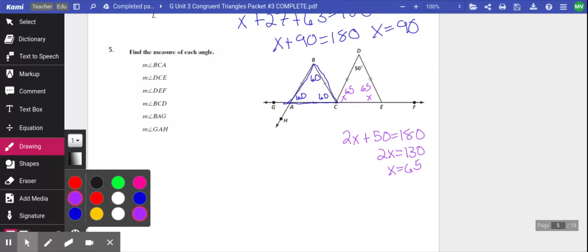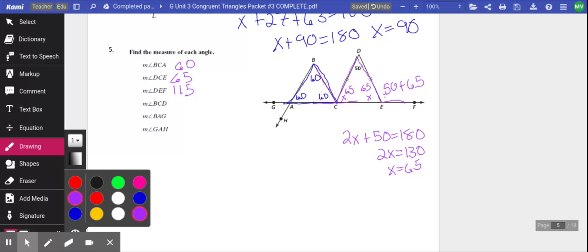So BCA is 60. DCE is 65. DEF, oh, that's an outside angle. An outside angle either equals 180 minus the 65 or is equal to the 2 interior angles added together, 50 plus 65, so that's 115.